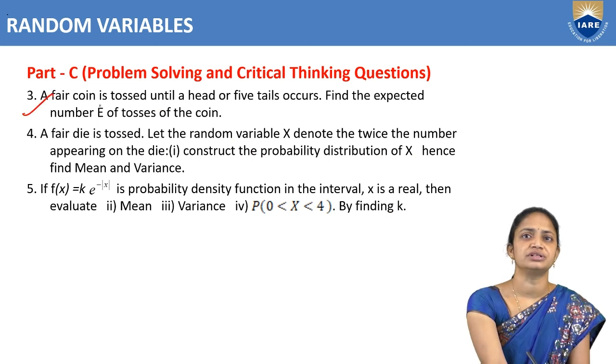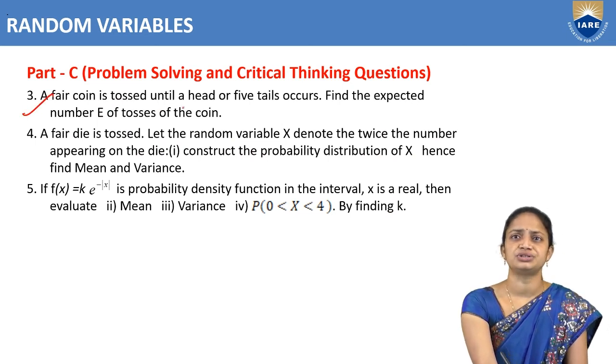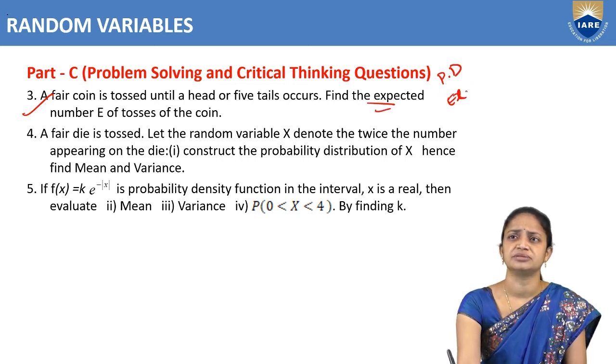Now coming to the third question, a fair coin is tossed until a head or 5 tails occurs. Find the expected frequency of tossing of the coin. Here we have to use the same procedure. First of all we need to find the probability distribution table. After that we have to find the expected value. How to find it? We have a formula, that is summation x into f of x. So here we will get x values and p of x values.